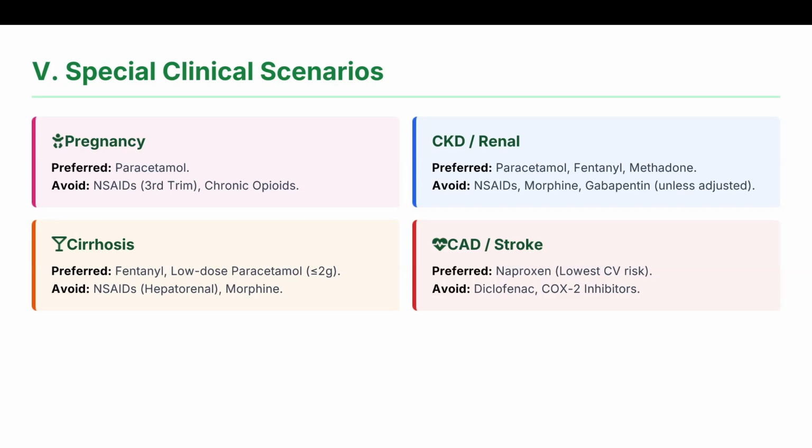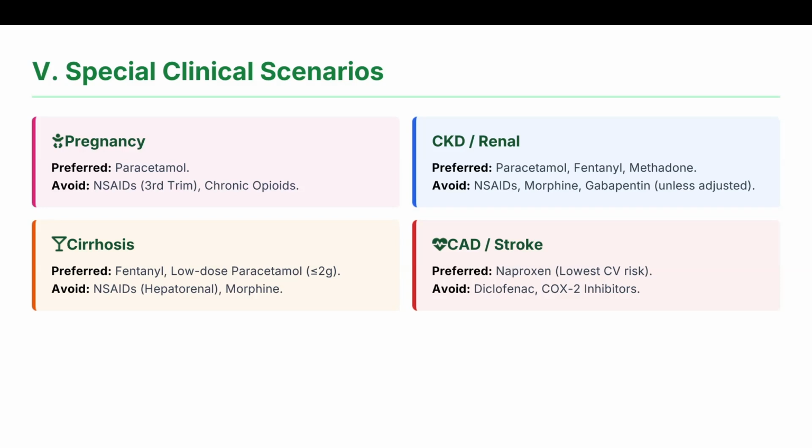So in cirrhosis patients, the preferred drug with the highest analgesia is fentanyl, and the next preferred drug is low dose paracetamol up to 2 gram per day. Avoid NSAIDs, which can lead to hepatorenal syndrome. Avoid morphine. So for CKD and renal failure patients, preferably paracetamol, fentanyl, and methadone.